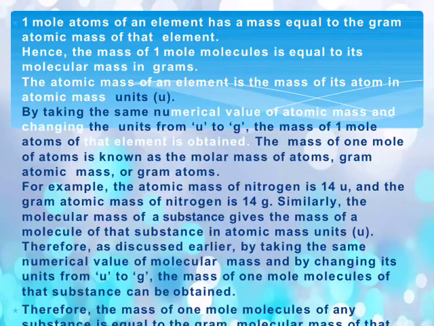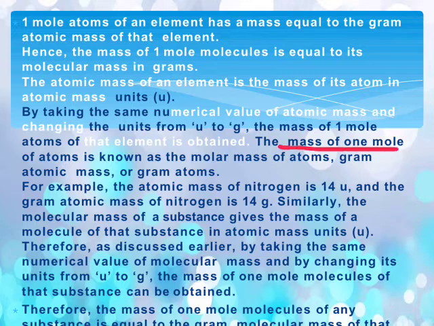Continuing further, 1 mole of atoms of an element has mass equal to the gram atomic mass of that element. Hence the mass of 1 mole of molecules is equal to the molecular mass in grams. The atomic mass of an element is the mass of its atom and its unit is u. By taking the same numerical value of atomic mass and changing the unit from u to g, we get the mass of 1 mole of atoms of that element. Now we know that molecular mass is in u. So if we talk about 1 mole, then the mass is taken as molar mass and the unit changes from u to g.